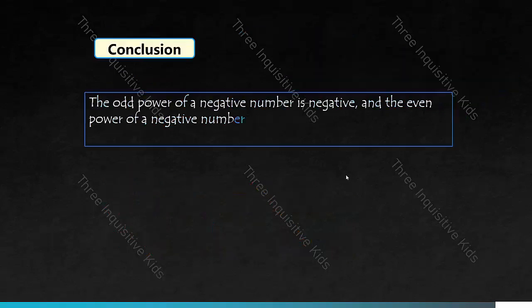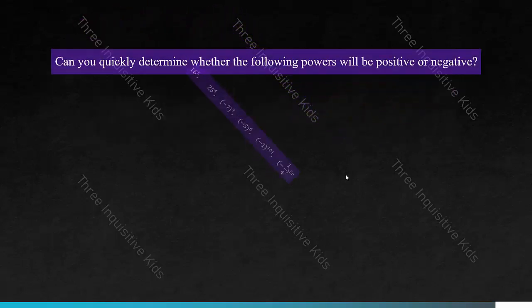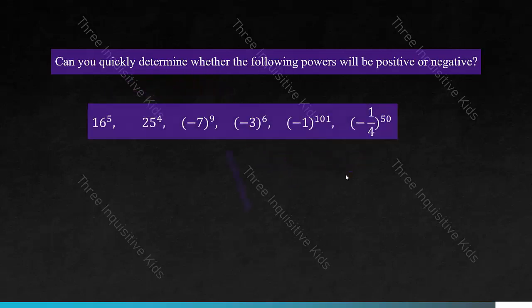Conclusion: the odd power of a negative number is negative, and the even power of a negative number is positive. Any positive power of 0 is 0. Can you quickly determine whether the following powers will be positive or negative?